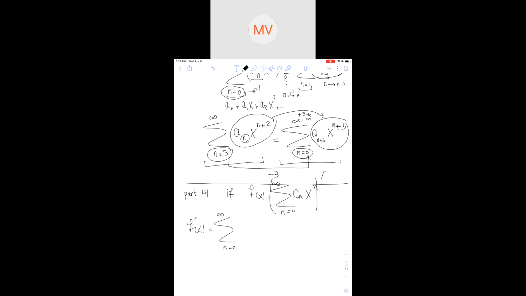What is the derivative of x to the n? The derivative of that is n x to the n minus 1. So it's going to be n c sub n x to the n minus 1. Now, one thing happens here, and that is your first term is 0. You're going to have to start your series with n equal 1.